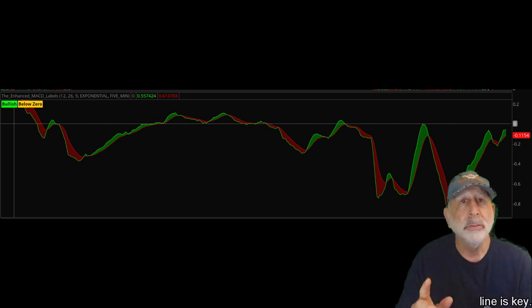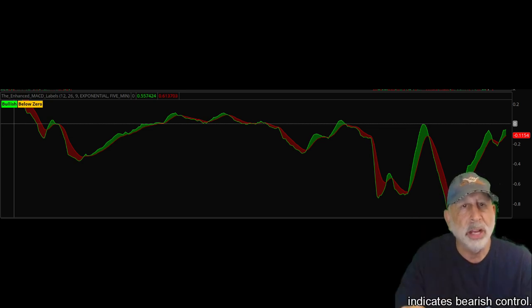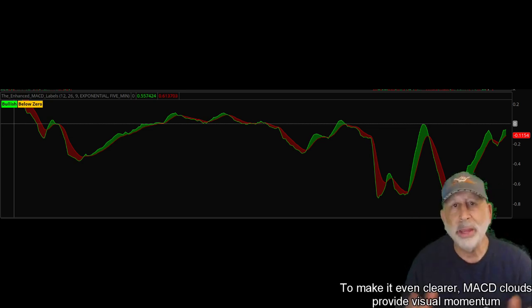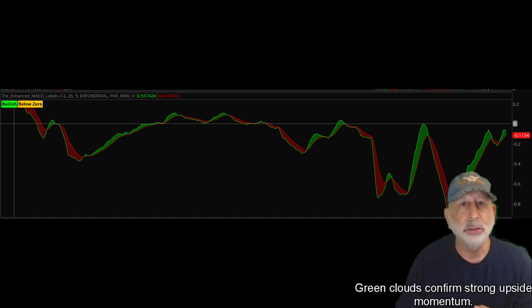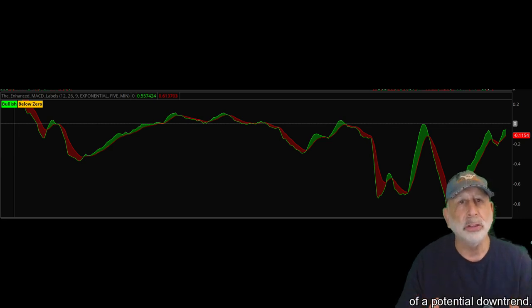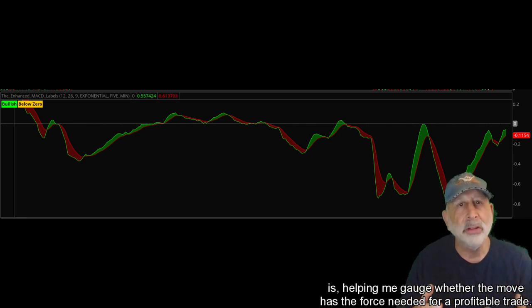The zero line is key. MACD above the zero means bullish momentum, while below the zero indicates bearish control. To make it even clearer, MACD clouds provide visual momentum cues. Green clouds confirm strong upside momentum. Red clouds highlight bearish pressure, warning of a potential downtrend. The size of the MACD cloud reveals how strong the momentum is, helping me gauge whether the move has the force needed for a profitable trade.